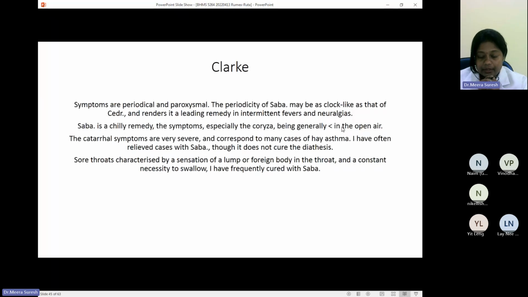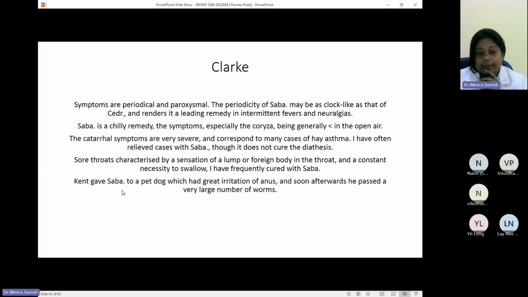Then the coryza, aggravation in open air, the catarrhal symptoms. As I told, because it is mostly indicated in acute hay fever, but it won't help in removing that tendency or a longer cure, or to cure the diathesis. So Sabadilla is not acting that deeply. It is only a superficial action. So the hay fever with those acute symptoms, that is where Sabadilla acts more. The sore throat with sensation of a foreign body and a constant necessity to swallow.